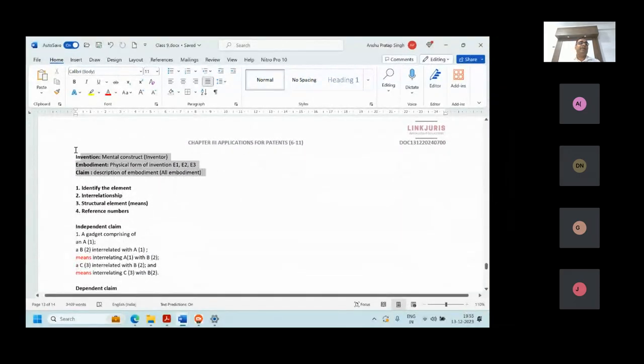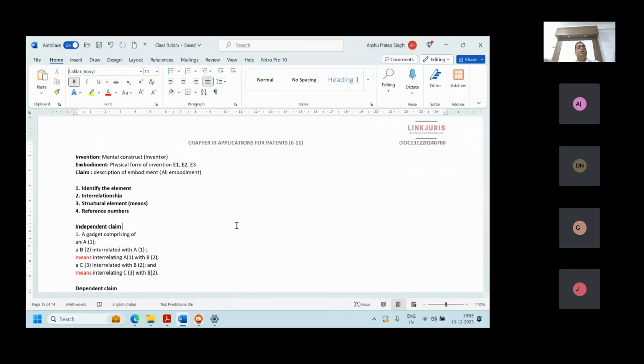So this I have explained, that invention is a mental construct. The physical form of the invention is the embodiment. Suppose there are E1, E2, E3, these three forms of invention will be considered different embodiments, and the claim will be a description of the embodiment. All embodiments will be explained, so the claim will have all those things. Now, how do you draft? First step is identify the elements of the invention. Second step is identify the interrelationship of elements. Then you check if there are structural elements or means which are necessary, and then go for the reference number.